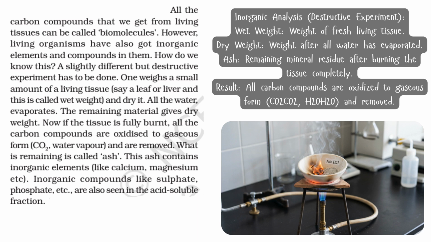To analyze the inorganic elements and compounds in a tissue, we must use a different, destructive experiment. We take the living tissue and weigh it to get its wet weight. Then we dry it completely. All the water evaporates, leaving the dry weight. Finally, we burn the tissue completely. All carbon-based organic compounds are oxidized to gaseous forms, like carbon dioxide and water vapor, and are removed. What remains is called ash, which contains only inorganic mineral elements, like calcium, magnesium, and potassium.